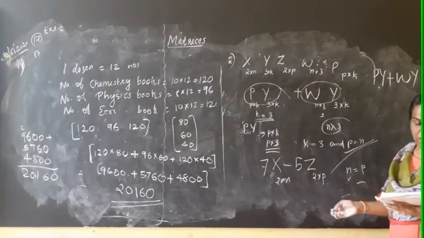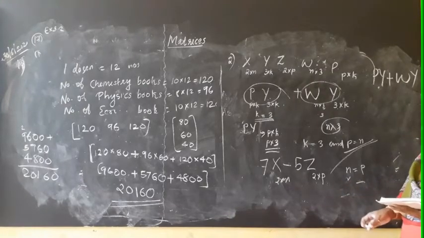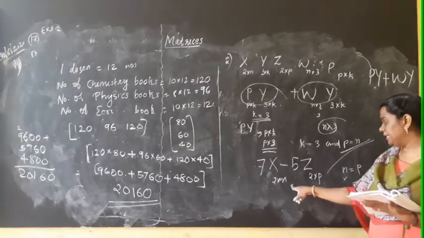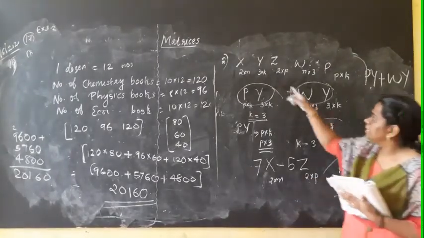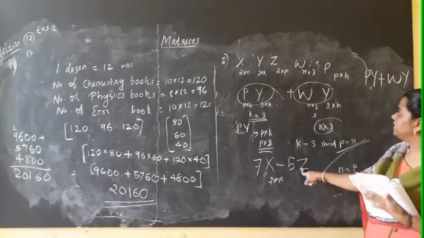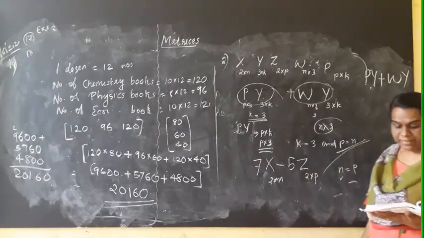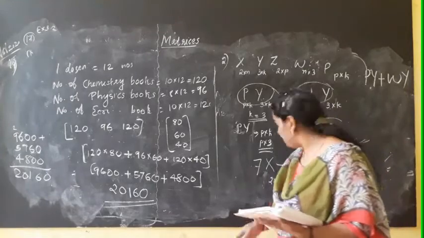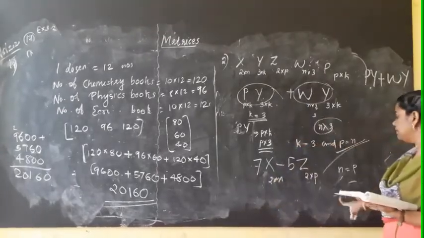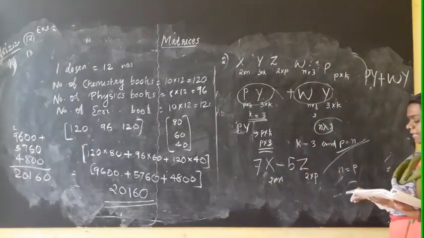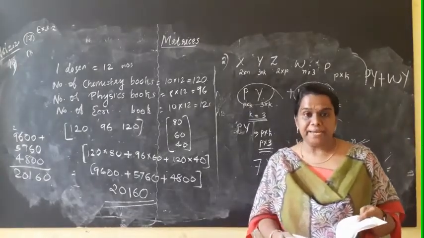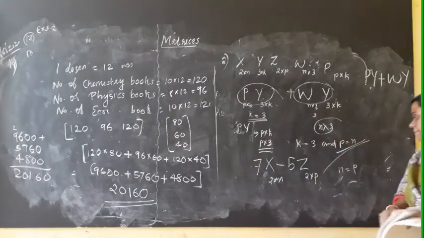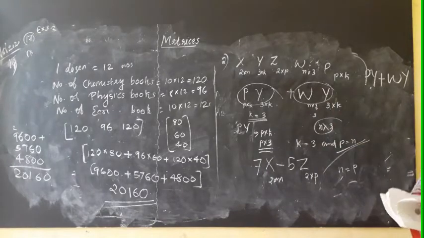Then if n is equal to p, the order of 7X minus 5Z: 7X is 2 by n and 5Z is 2 by p, so 7X minus 5Z is of order 2 by n, and the other matrices are of order n by 3 or p by 3. Okay?